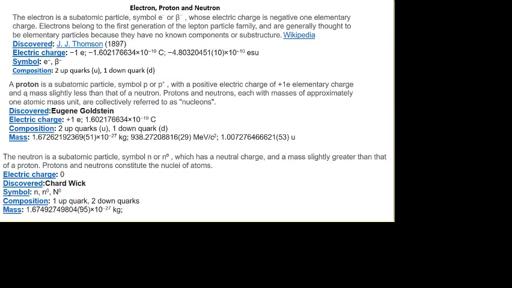Now, let us look at electron, proton, and neutron. What are they? What are the properties? Here, electron is a subatomic particle that is represented with this symbol, whose electric charge is negative. That is, electron carries negative charge.